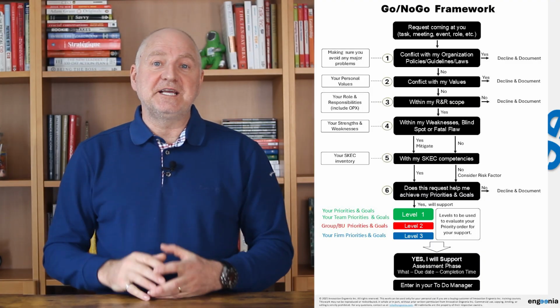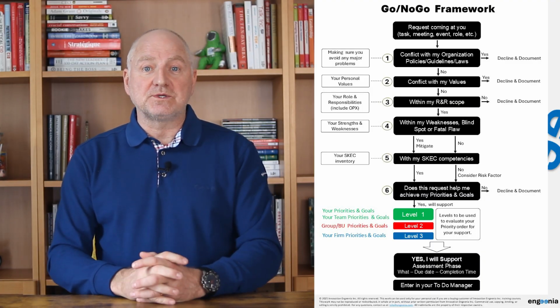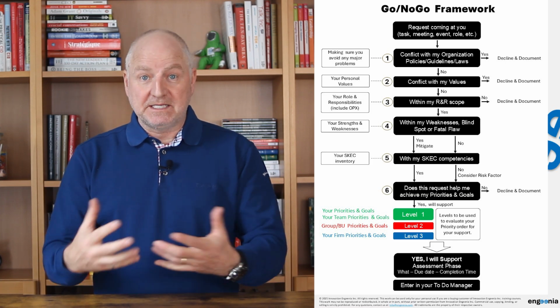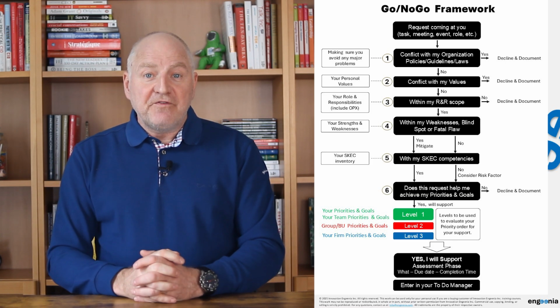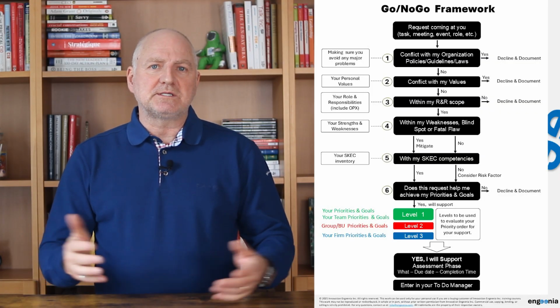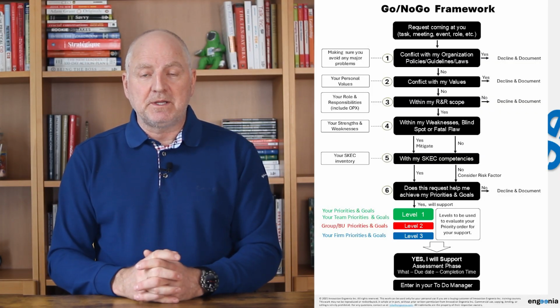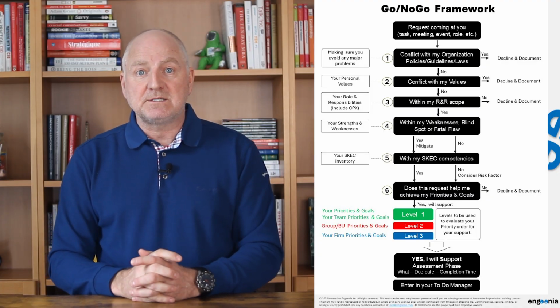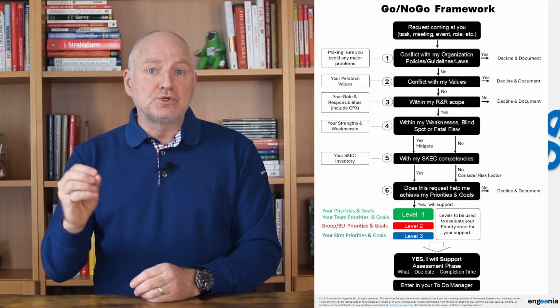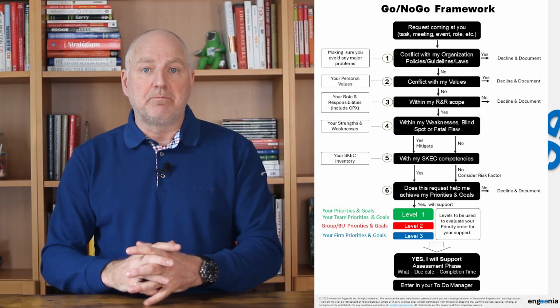The fourth lens is to check if the request falls within your weaknesses, blind spots, or fatal flaws. If no, you move ahead. If yes, you can still support a request, but you need to ensure that you implement the mitigation strategies that you have identified in your personal compass to avoid any issues or lower quality in your output.